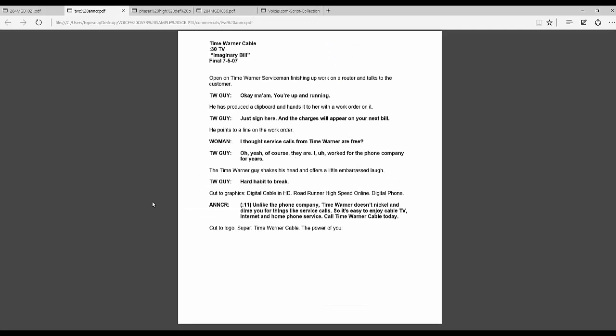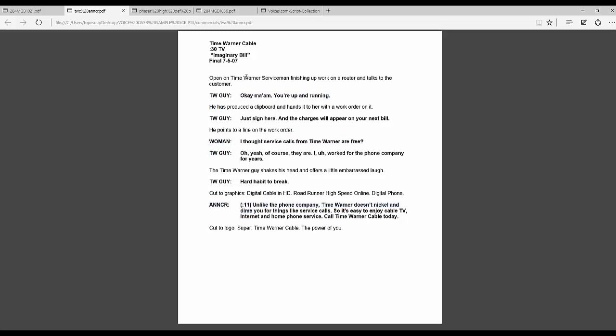We are 40 minutes in already. All right, now this is, don't forget, acting and character analysis. So we've gone through all the acting and everything. This is a TV commercial called Imaginary Bill. There's a guy, a woman, and an announcer. So we have three characters here: the Time Warner guy, the woman, and the announcer.